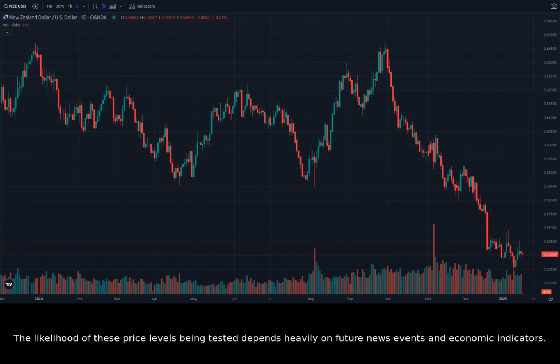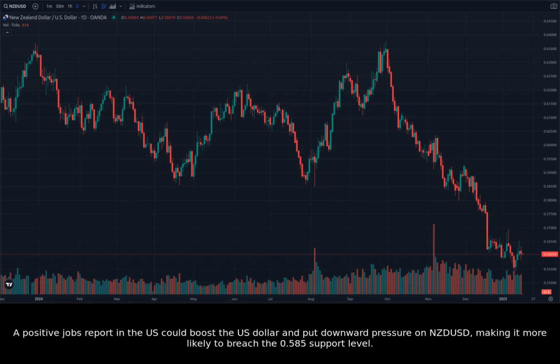The likelihood of these price levels being tested depends heavily on future news events and economic indicators. A positive jobs report in the US could boost the US dollar and put downward pressure on NZDUSD, making it more likely to breach the 0.585 support level.